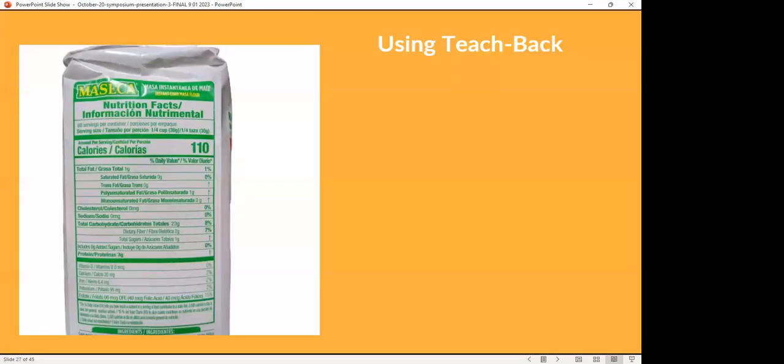So here is something using the food label as teach back. So not just to tell someone, make sure you read the food label, because you don't know what they know. So let me show you. Tell me, what are 2 servings of masa? And then you want to make sure that they tell you.